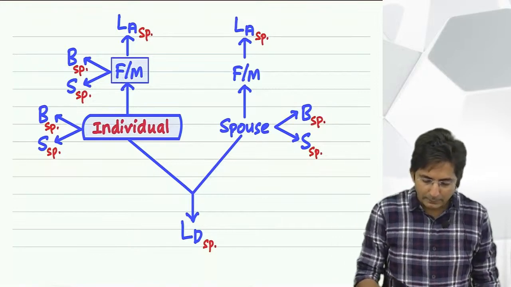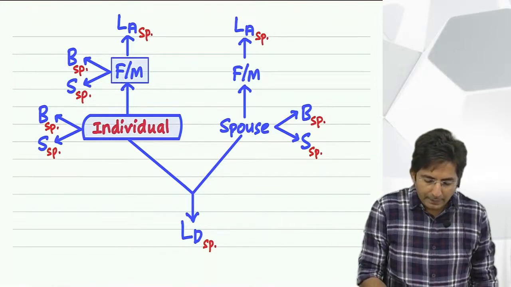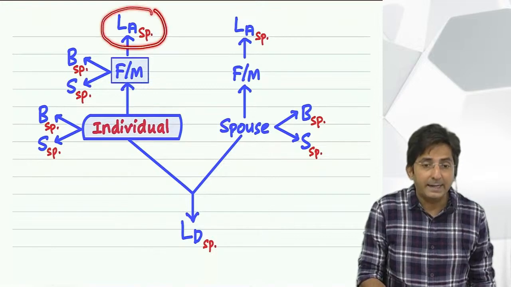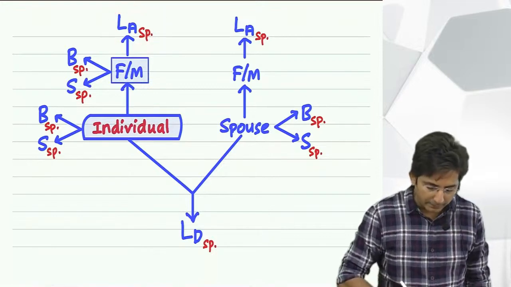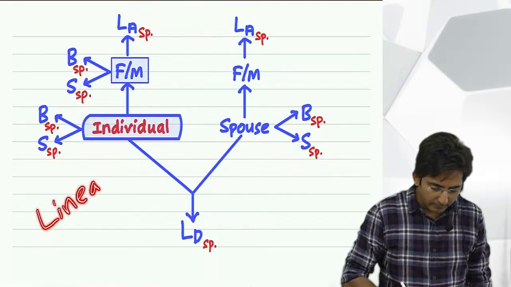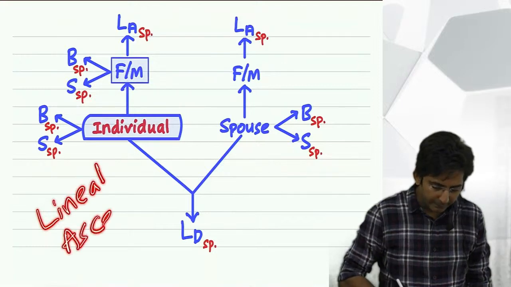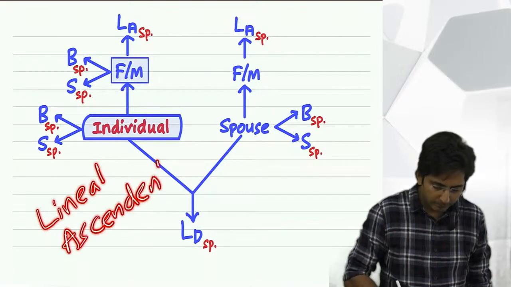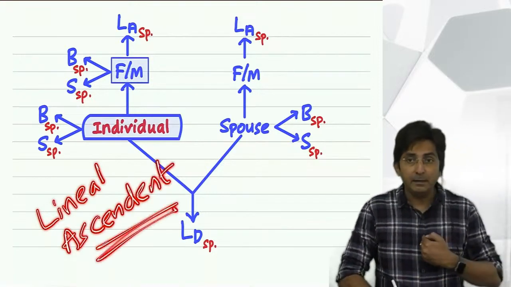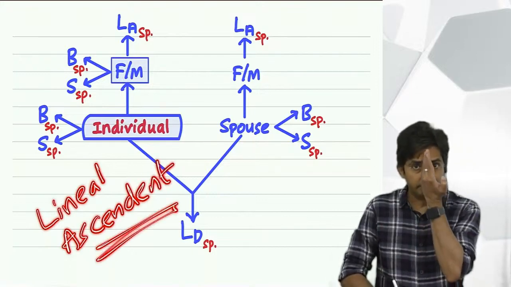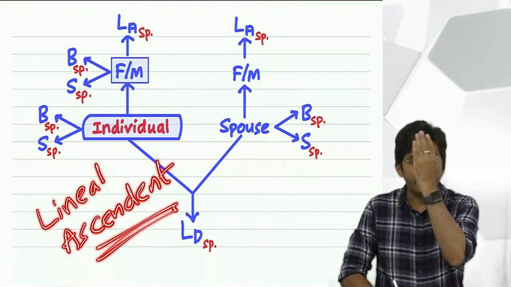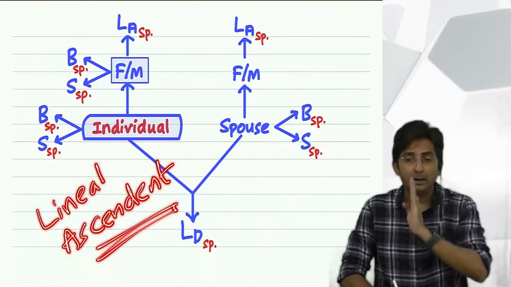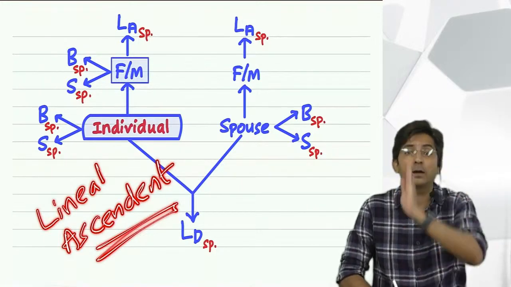Tell me now, what is left in the drawing? LA means lineal ascendant. How do I spell it? Lineal ascendant. Lineal means in my line. Ascendant means above me. Ascend means to go upward, upward, upward.